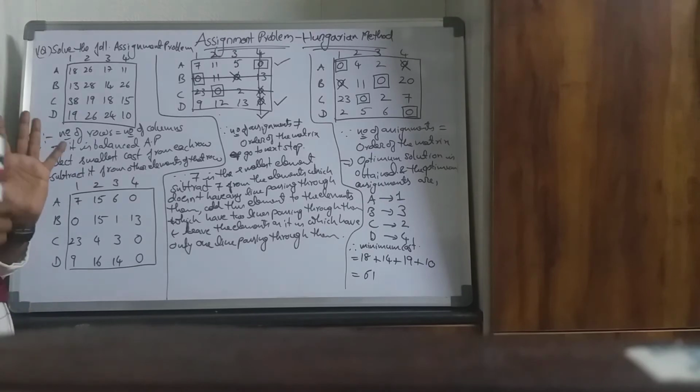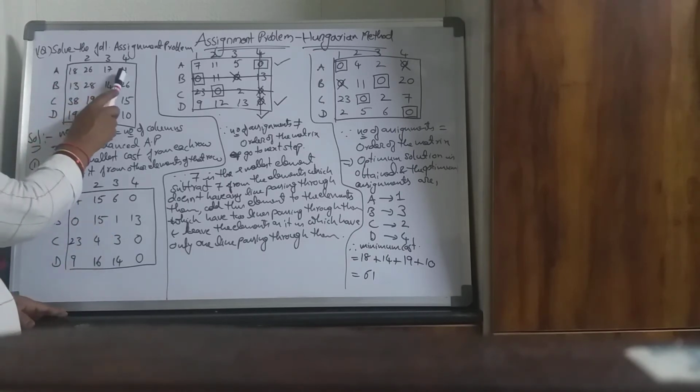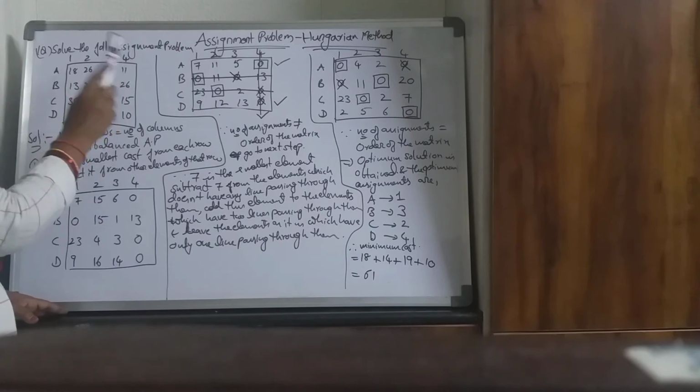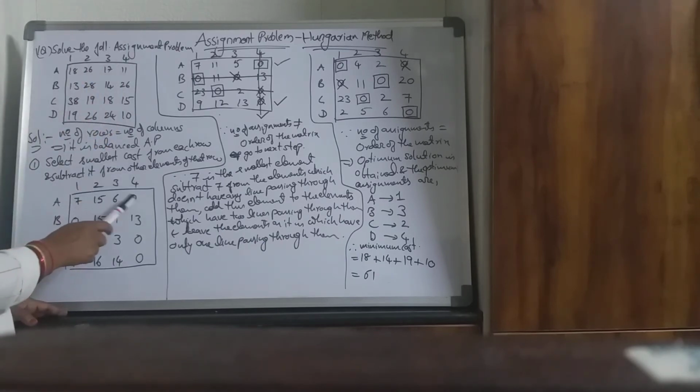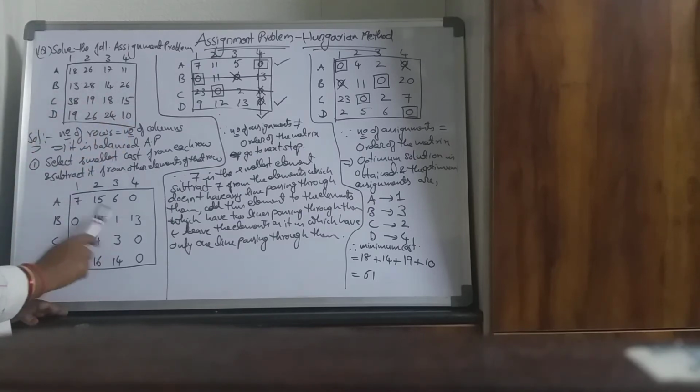You have to select smallest element from each row and subtract that element from the elements of that row only. So here first row I had minimum as 11. So I have subtracted this 11 from all the elements of that row only. So I got 7, 15, 6, 0. Like that. Second row minimum element was 13. I subtracted this 13 from the elements of that row. Likewise C and D.